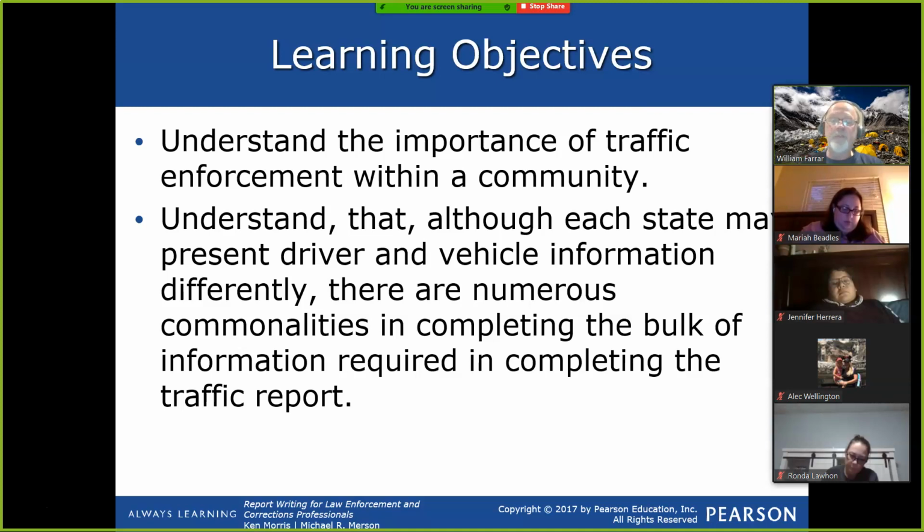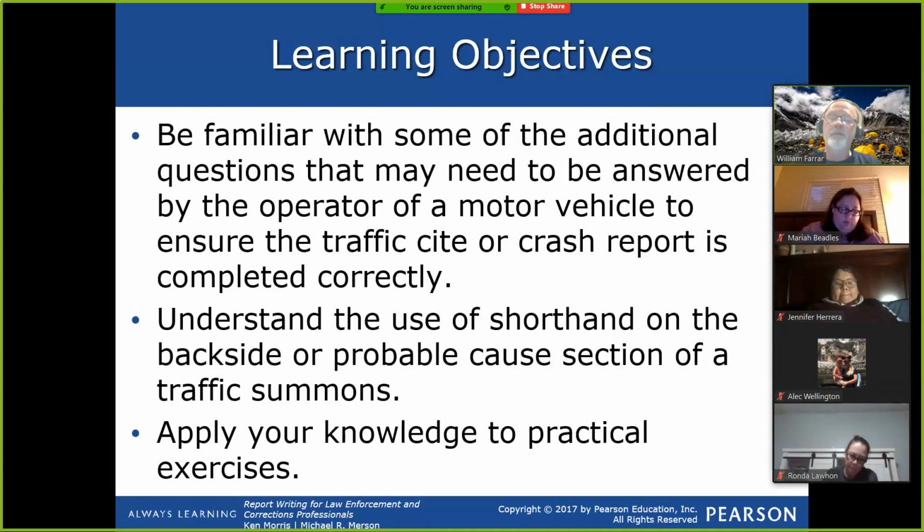And then there's the traffic accident part of this, which some officers love to work and some really don't like to work traffic. It's not the most exciting thing. But again, by enforcing traffic laws, you can make a lot of good arrests.